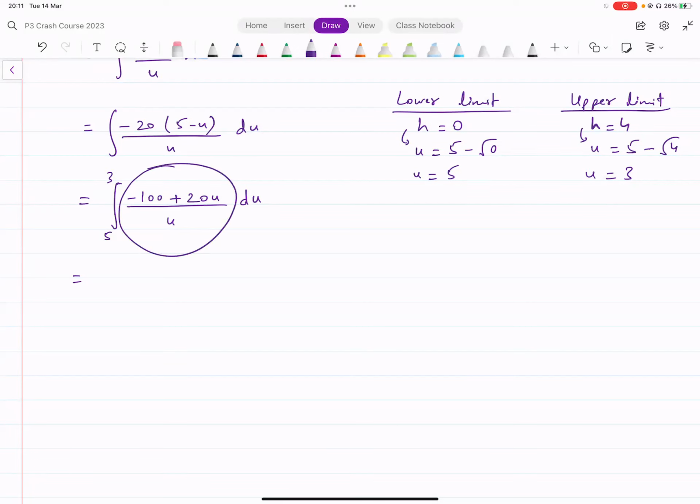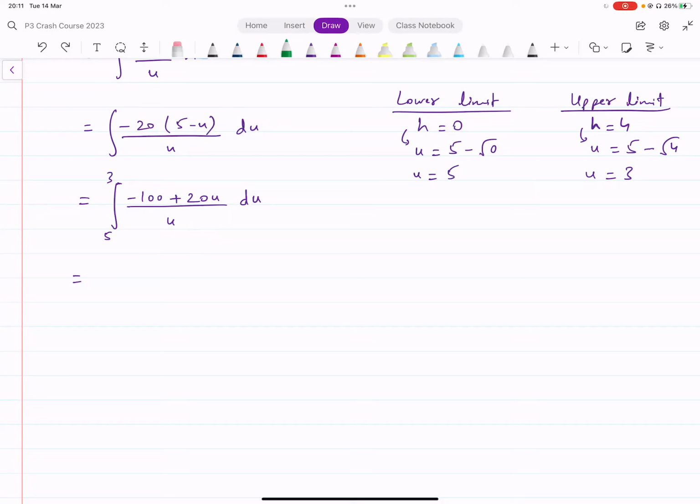How do we integrate this fraction? Again, it's a fraction. Think about the rules that we have. Does the log rule work? It doesn't. The derivative of u is 1. You can't have that in the numerator. It's not the tan inverse form. You can't find partial fractions. There's only one thing in the denominator. None of those rules work.